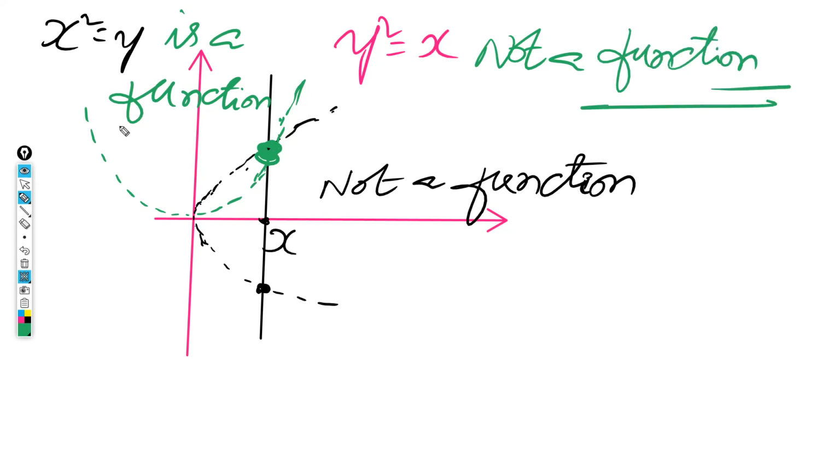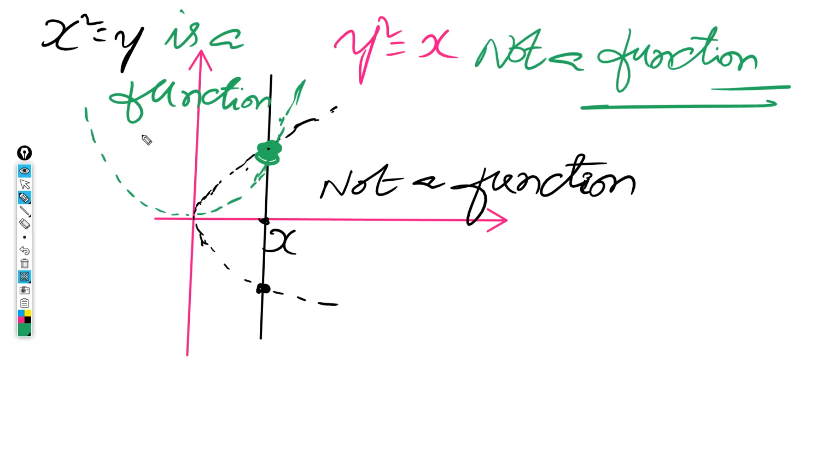So like this, we verify whether the given relation is a function or not by drawing a line parallel to the y-axis. If it intersects only in one point, we say that it is a function. If it is intersecting in more than one point, then it is not a function.